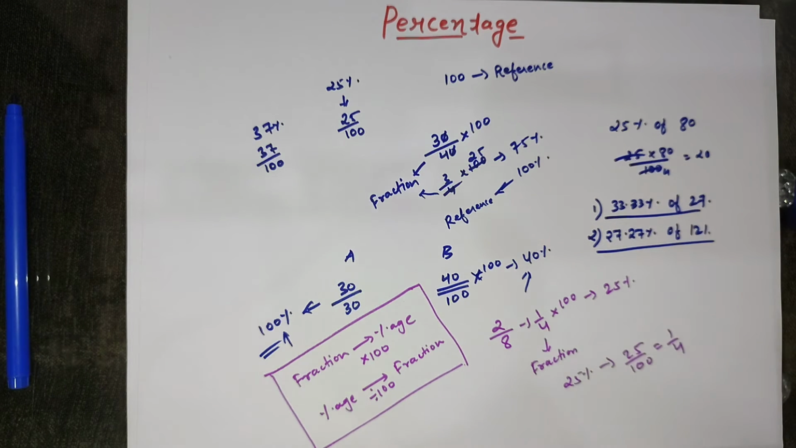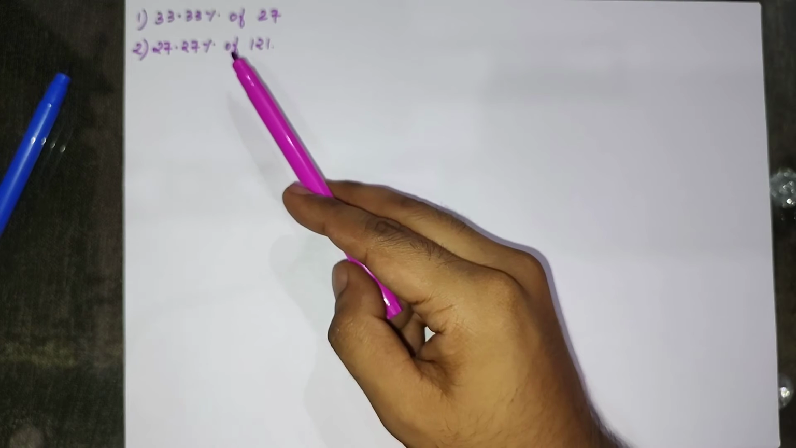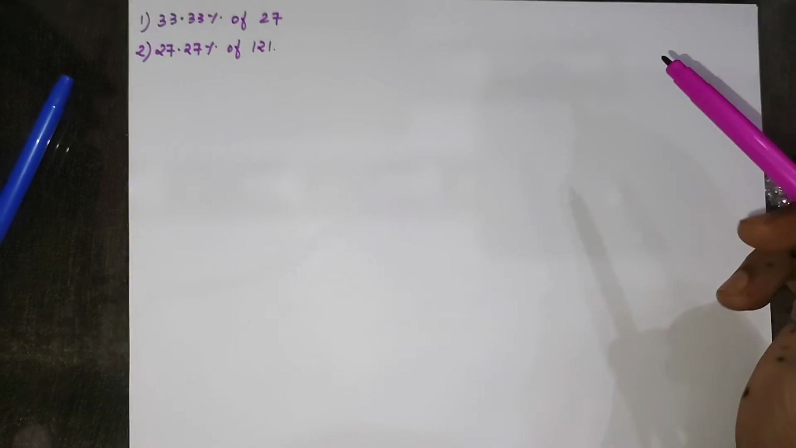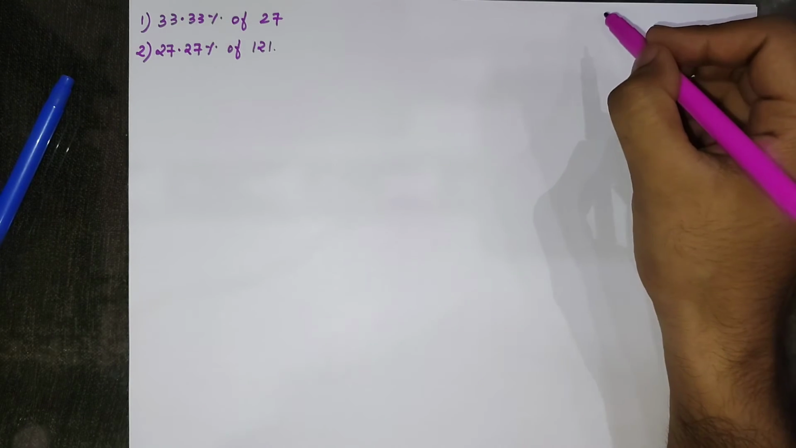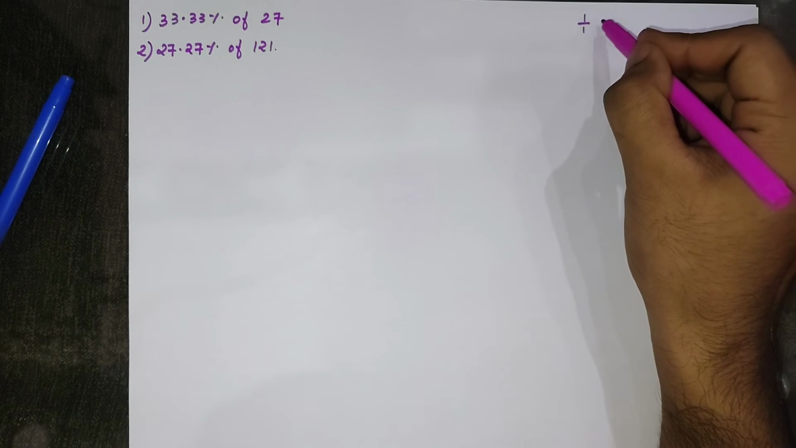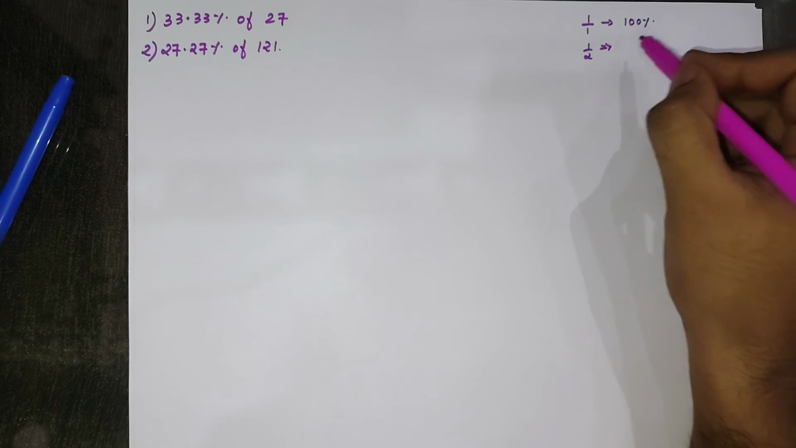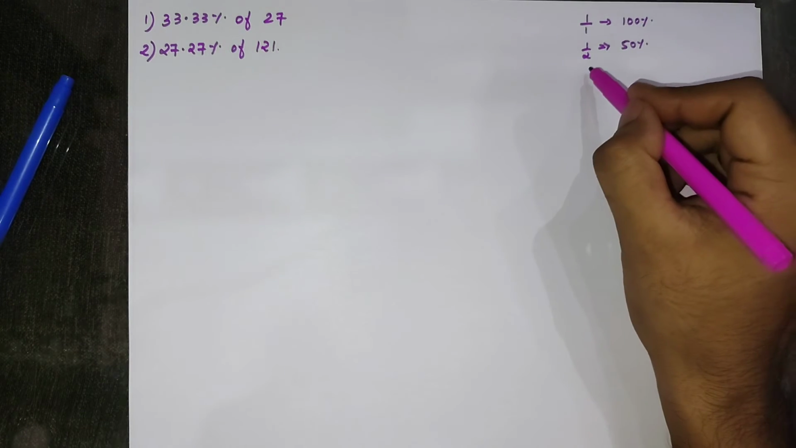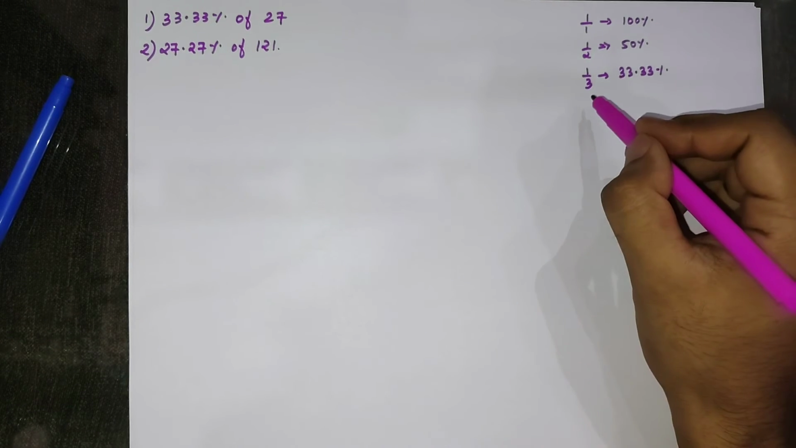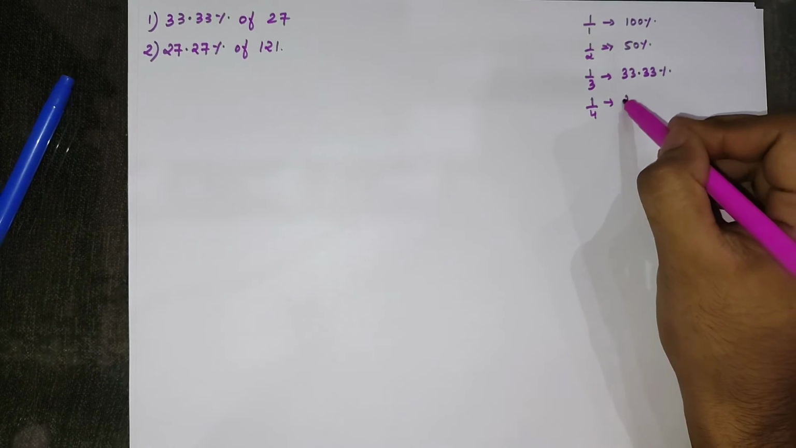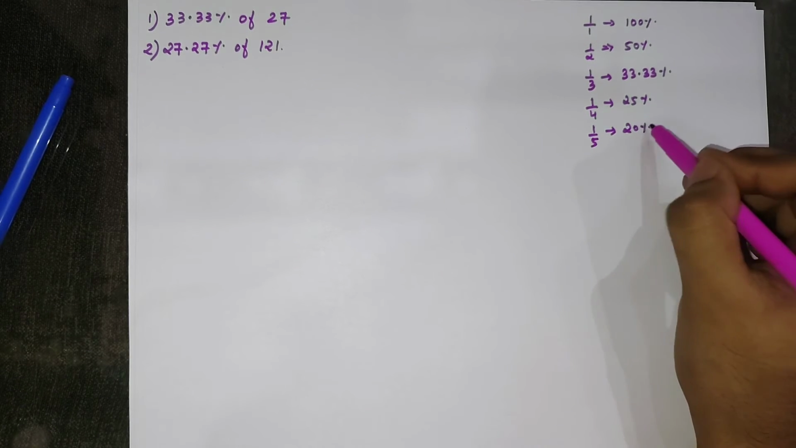So let's move further. This was the question to which we have to give the answer, but before that I'll be giving you the various percentage values of various fraction values, right? So here I'll be giving the values, you can note it down too. So 1 by 1 is written as 100%, we all know that. 1 by 2 is written as 50%, right? 1 by 3 is written as 33.33%. 1 by 4 is written as 25%. 1 by 5 is written as 20%.